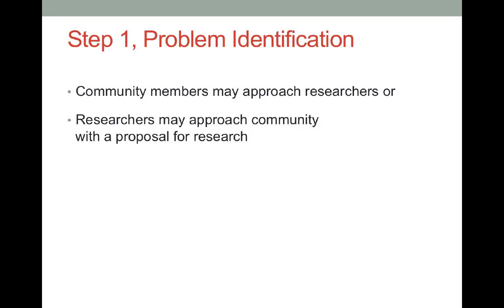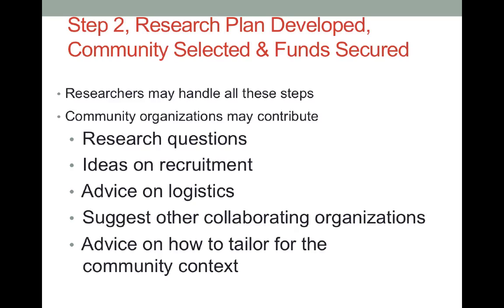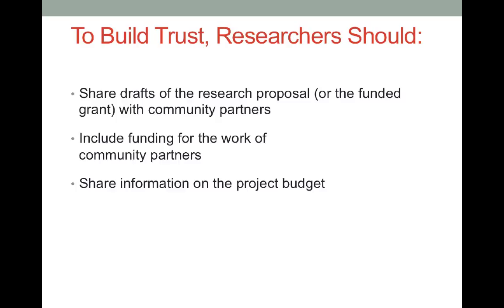So once a problem has been identified, the next step is to develop a research plan, develop the research design, and secure the funds to do it. In community-engaged research, community organizations may contribute to the proposal draft. They might suggest research questions or offer ideas about recruitment. They can give advice on some of the logistics or suggest other organizations to collaborate with or organizations that can advise on the project. To build trust at this point, the community organizations should receive drafts of the research proposal for their review.